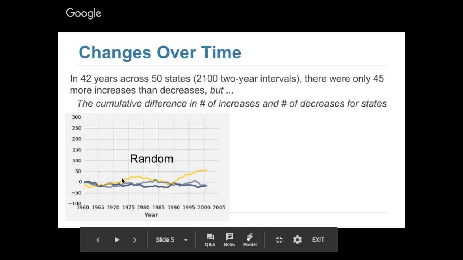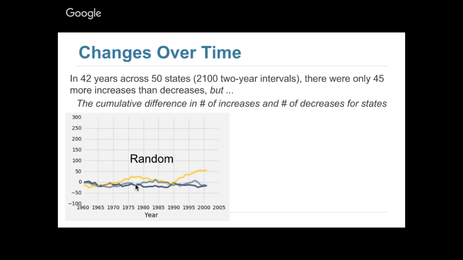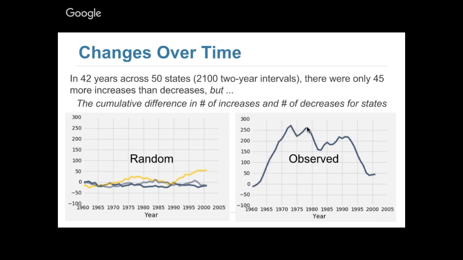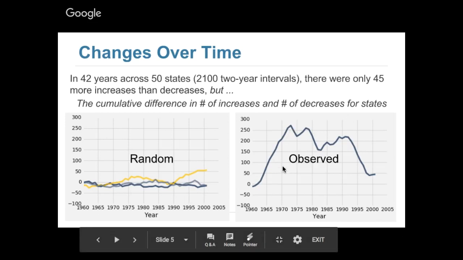But you see how these are kind of wobbly, and maybe they get some increase overall at the very end. But overall, these are pretty wobbly because this is completely random. On the other hand, when we plotted what we observed in our data, this is what we got, right? We got a lot of increases here, and then some decreases, some increases, some decreases, right? And what we observed here is clearly not random.